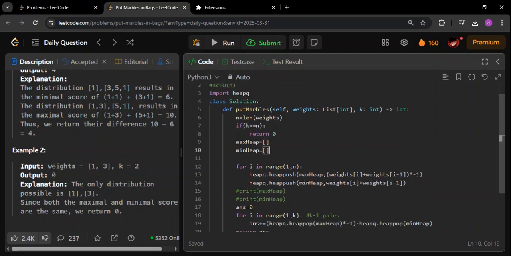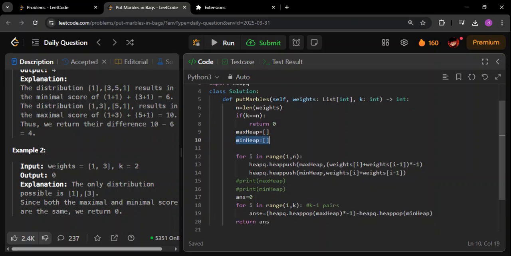In every other case, I'm creating arrays to store the max heap. This will act as a max heap, and this will act as a min heap. Now I am going from 1 till n, and the idea here is I will form the pairs. How will the pairs form? For every ith index, the pair will form with the i minus 1th index. That's why I'm starting from index number 1.